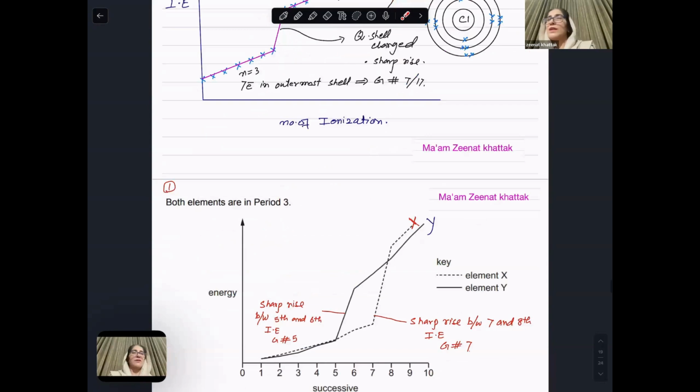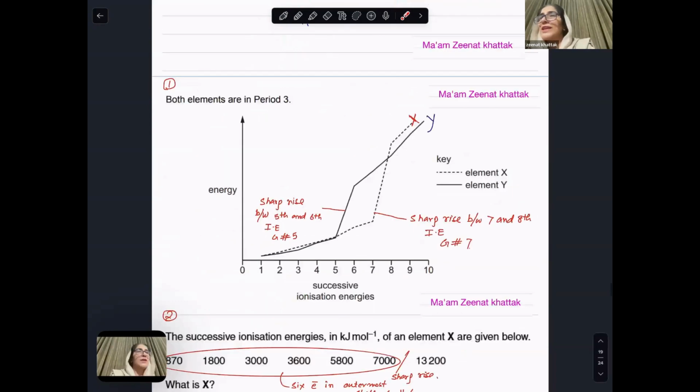Look at this. This is element X. In element X, look at this. 1, 2, 3, 4, 5, 6, 7.